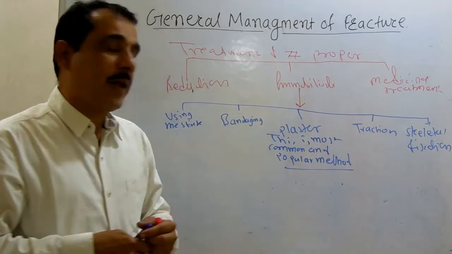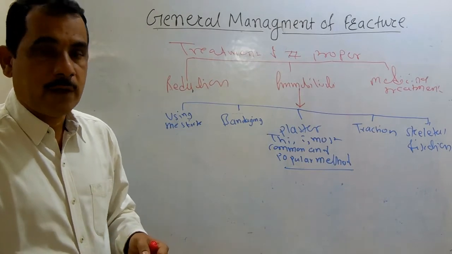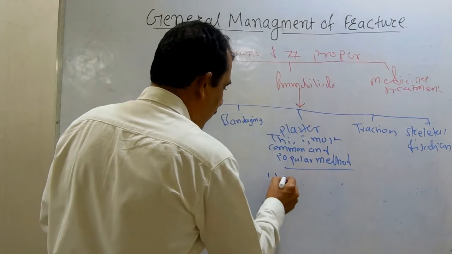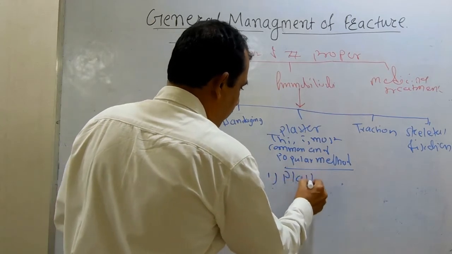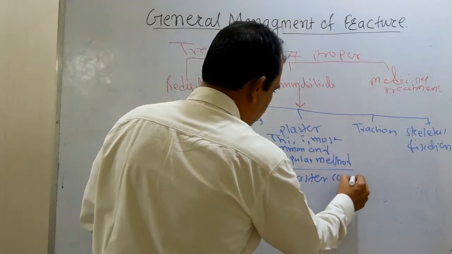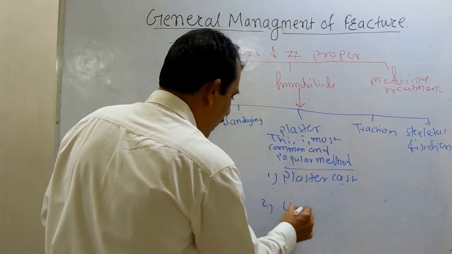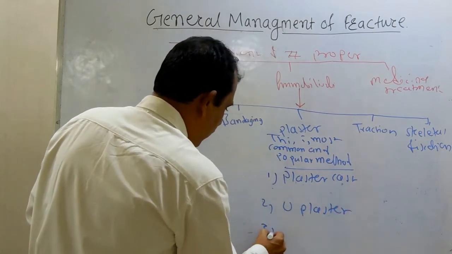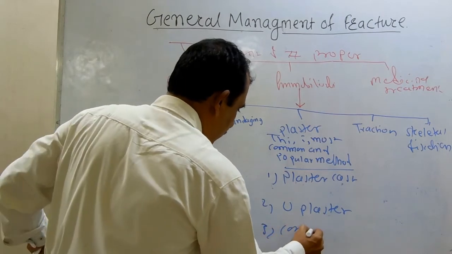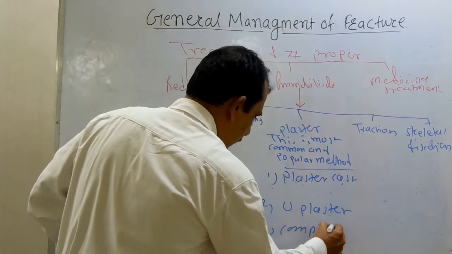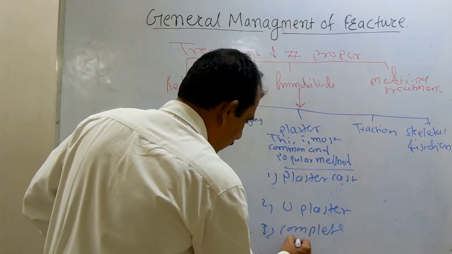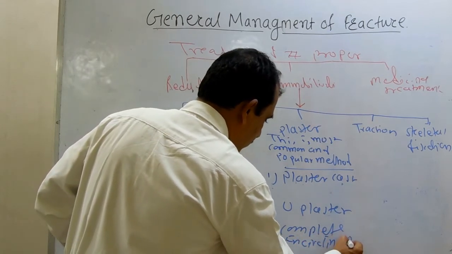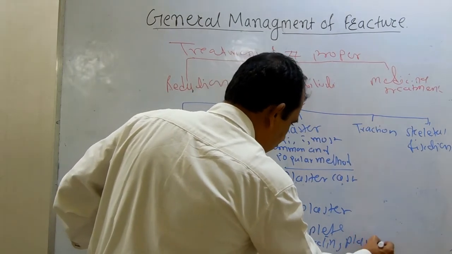Different types of plasters are used. These are: first, plaster cast; second, U-plaster; and third, complete encircling plaster.